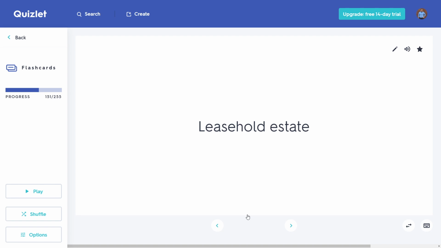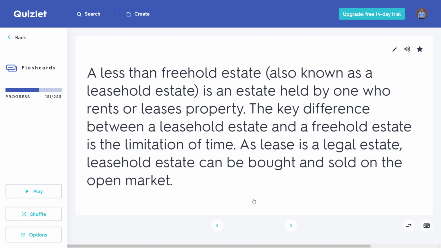Do you guys remember, in the previous video, hopefully, we actually covered freehold estates? Well, this is slightly different. This is the opposite. A leasehold estate, or a less than freehold estate, is an estate held by one who rents or leases property.